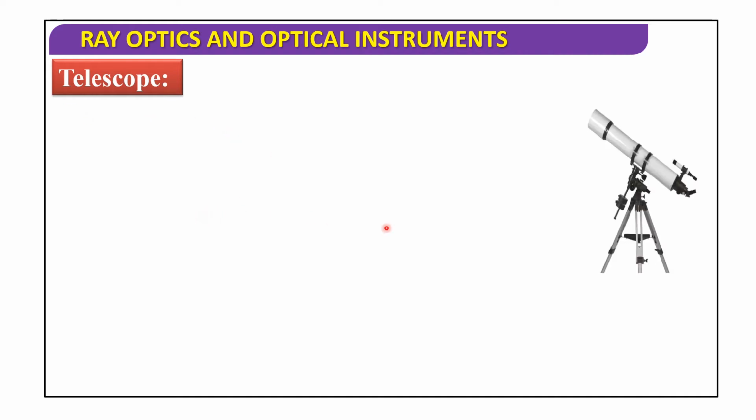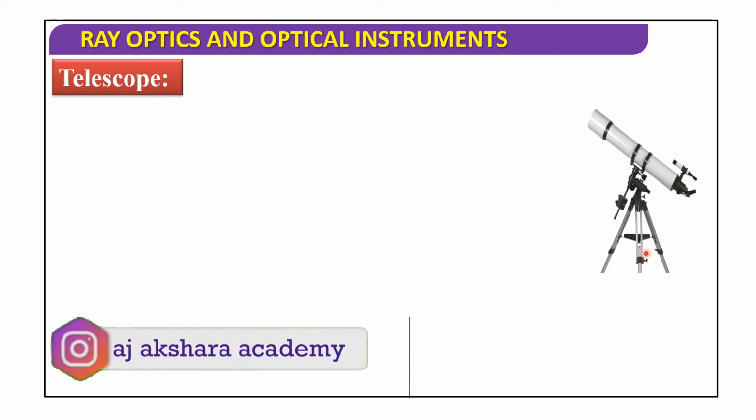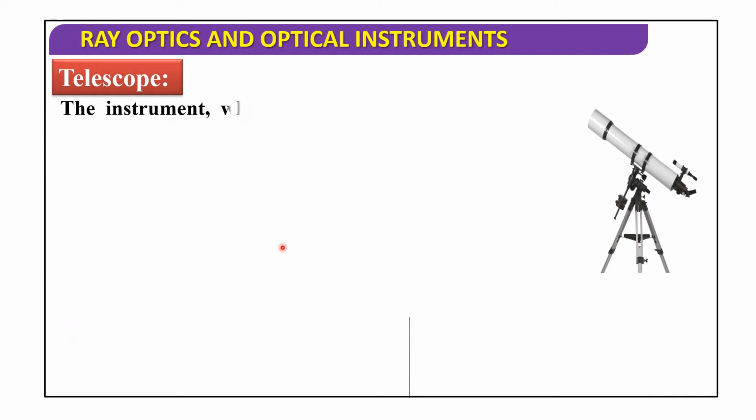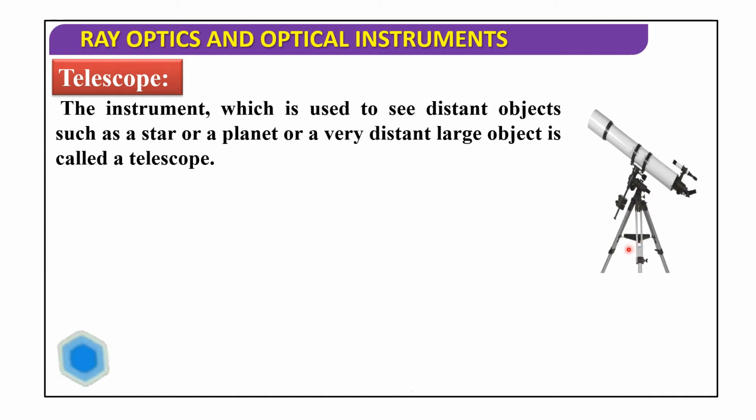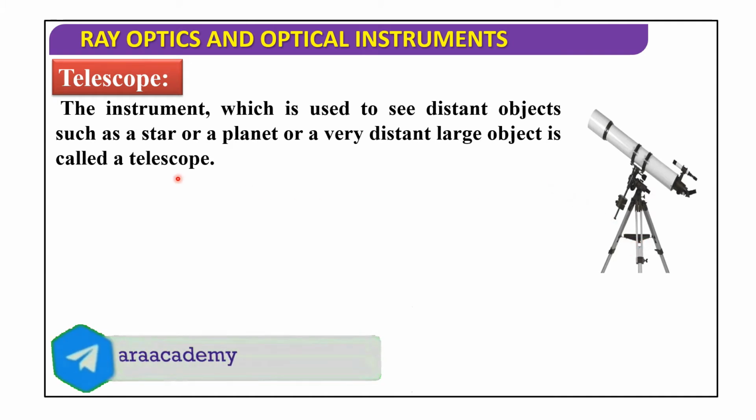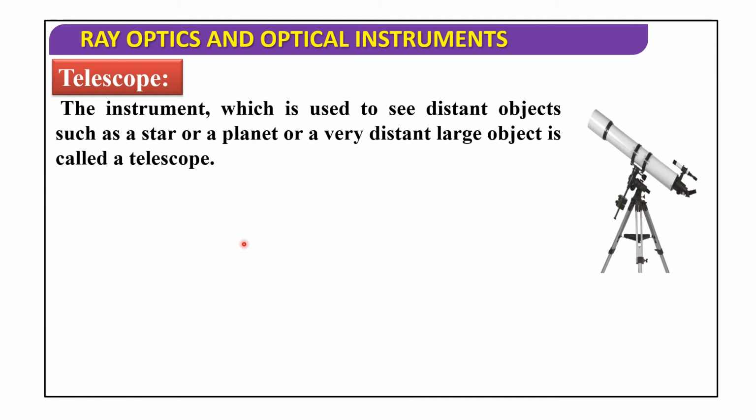Telescope. See, this is the telescope. We can see the distant object clearly by using this instrument called a telescope. The instrument which is used to see distant objects such as a star or a planet or a very distant large object is called a telescope.